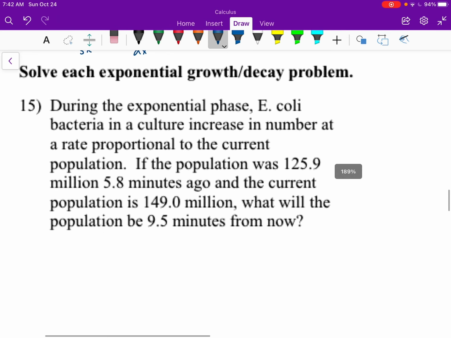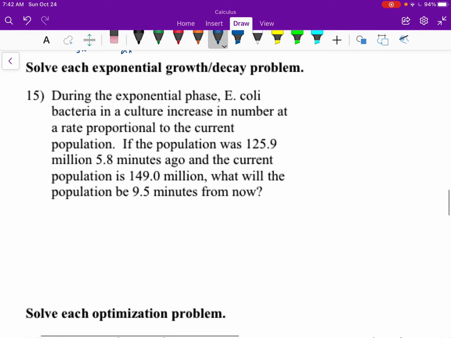All right, moving to number 15. Shrink this down a little bit. During the exponential phase, E. coli bacteria in a culture increase in number at a rate proportional to the current population. If the population was 125.9 5.8 minutes ago, so that was really our starting time. At time 0, it had 125.9 million. And the current population, so after 5.8 minutes, it's 149 million. What will the population be 9.5 minutes from now?